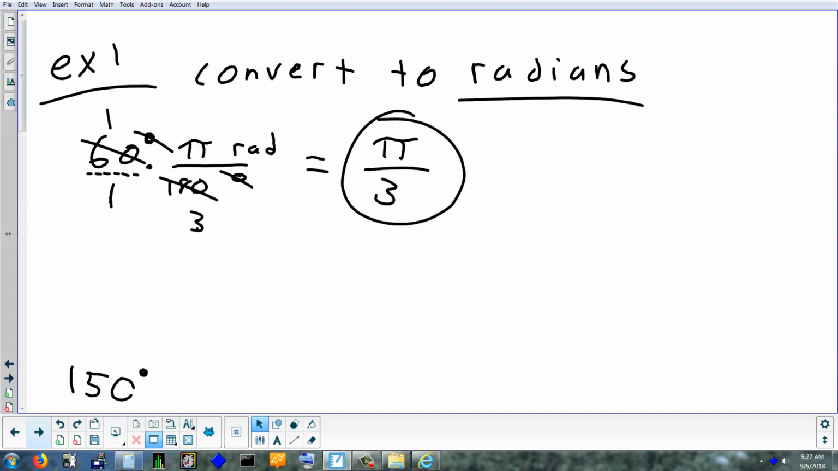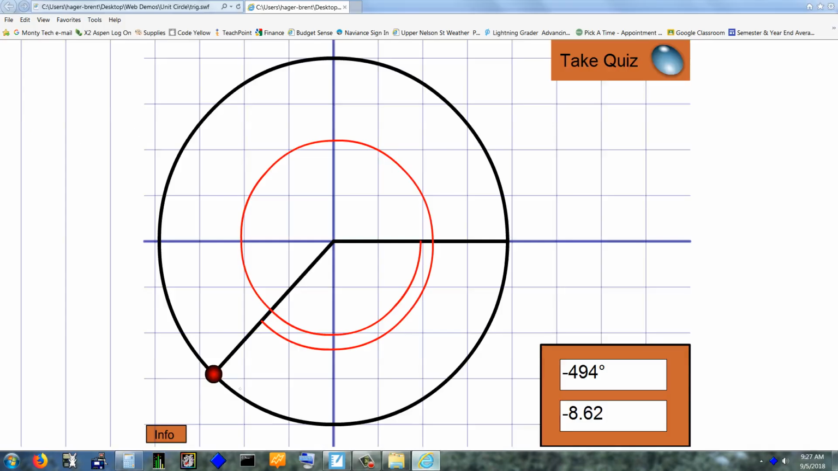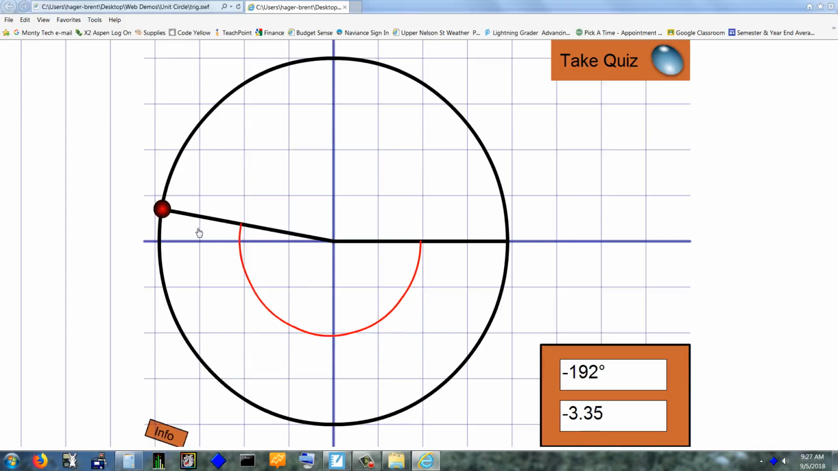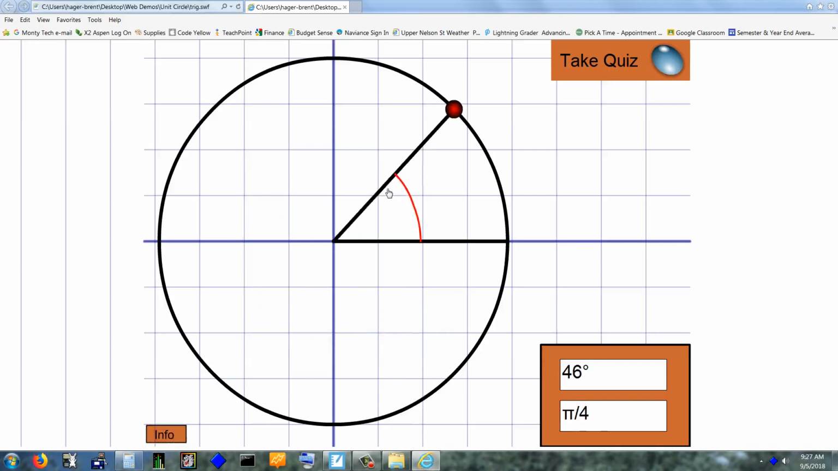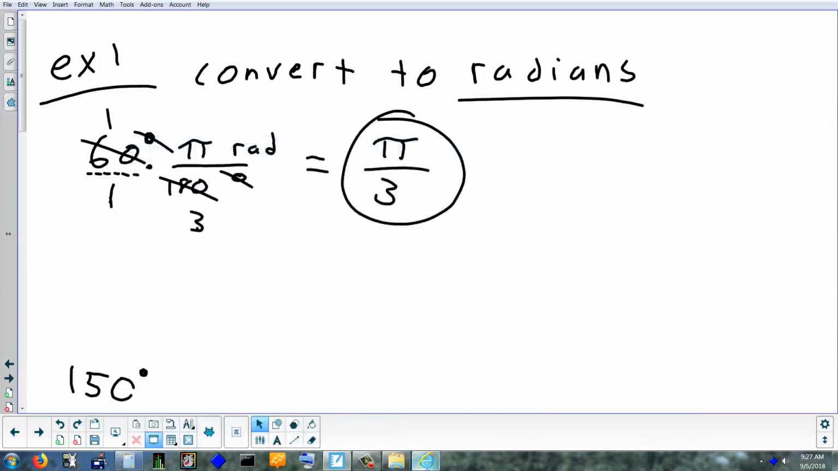Okay, questions on that? And I don't know if you noticed when I was using this program, but certain angles all of a sudden switch to having a pi symbol in them. There's one right there, pi over 4. And we just did 60. If I could get it right on 60, it would say pi over 3, which is exactly what we just figured out. Any questions on it?